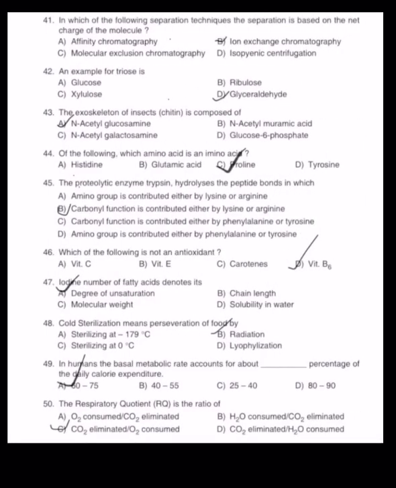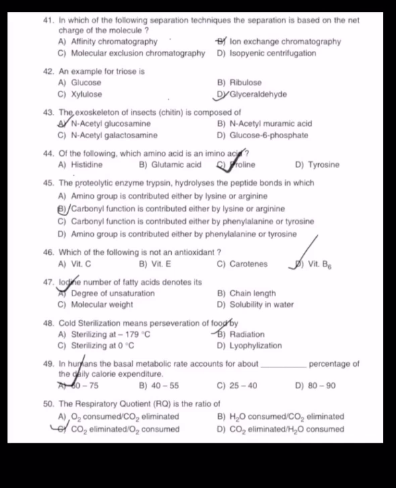41. In which of the following separation techniques is the separation based on the net charge of the molecule? Option D, ion exchange chromatography. An example for triose is glyceraldehyde. The exoskeleton of insects is composed of option A, N-acetyl glucosamine.